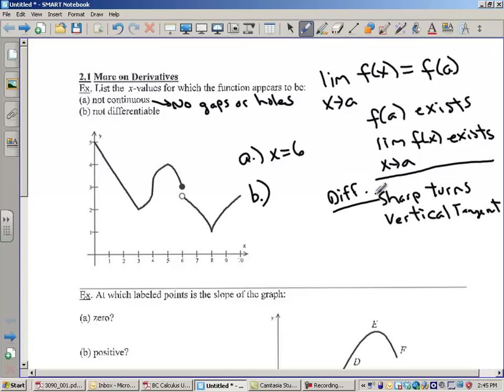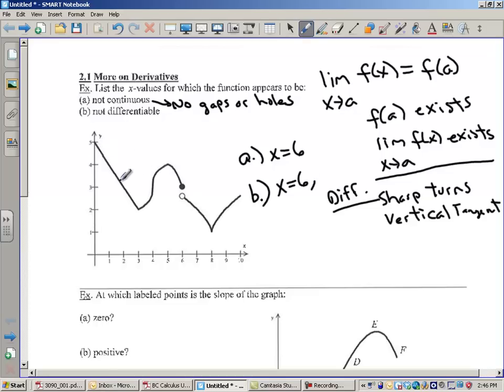Now, first of all, it has to be continuous. So I'm going to check for discontinuities, but then I've got to add places to that, because even though it's continuous, it still might not be differentiable. So let's take a look here. First of all, I'm going to say x equals 6 is a place where it's not differentiable. Why? Because at 6 it's not continuous, and if it's not continuous, we can't take the derivative.